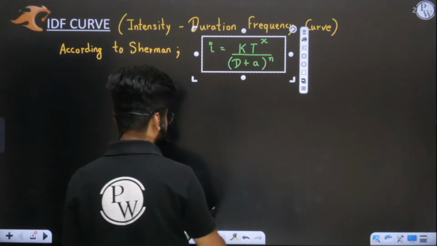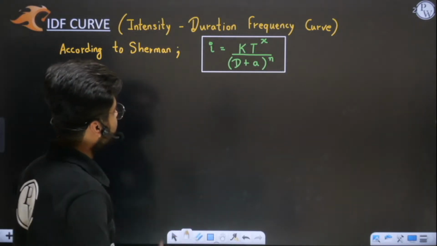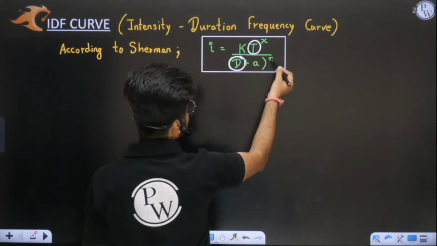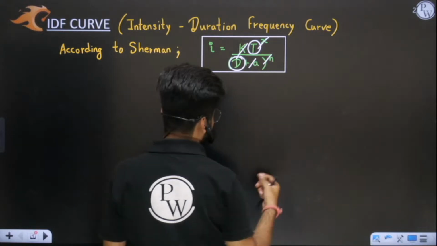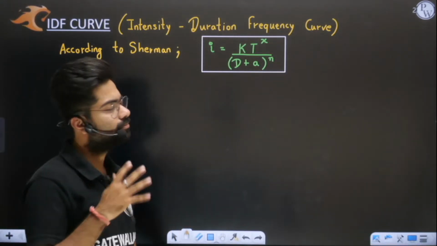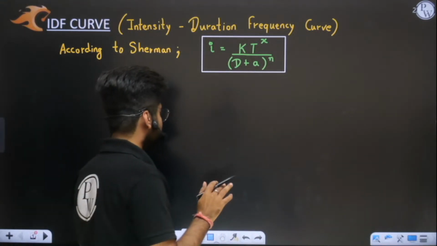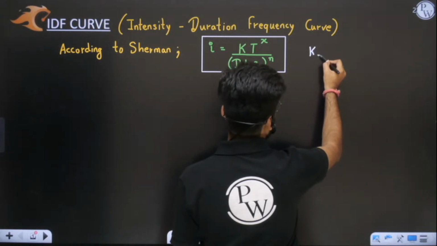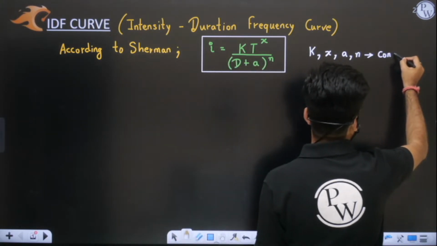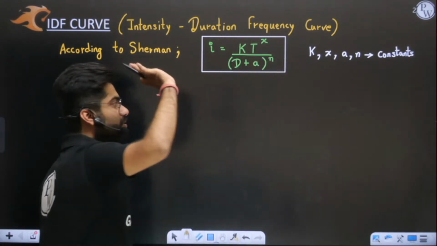Now let me explain this entire concept to you. Listen very carefully. In this equation, you can see that intensity is related to return period and duration of rainfall. All the remaining terms k, x, a and n are constants and depend on the region and what sort of catchment area is there. We are not interested in that. So k, x, a and n are constants.